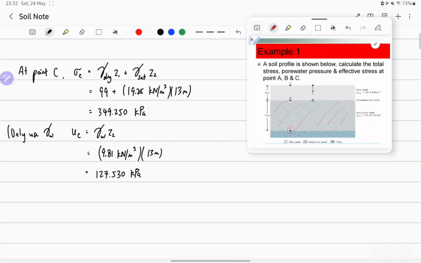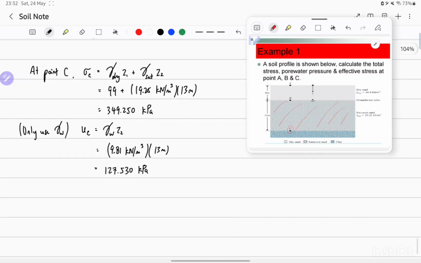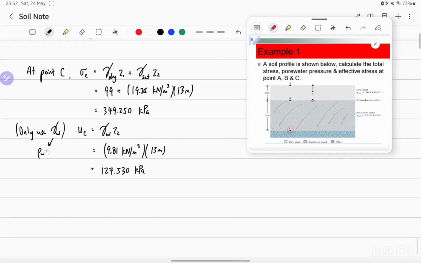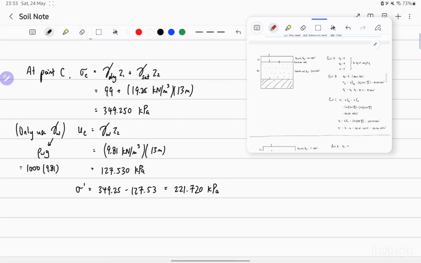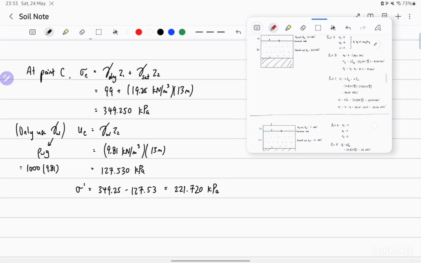So for those who don't remember the unit weight of water, just remember that it's rho g, then you will get 1000 times 9.81. Now the effective stress will be 349.25 minus 127.53, which is 1.72 kilopascal, and let's check the answer, and we are correct, the top one.